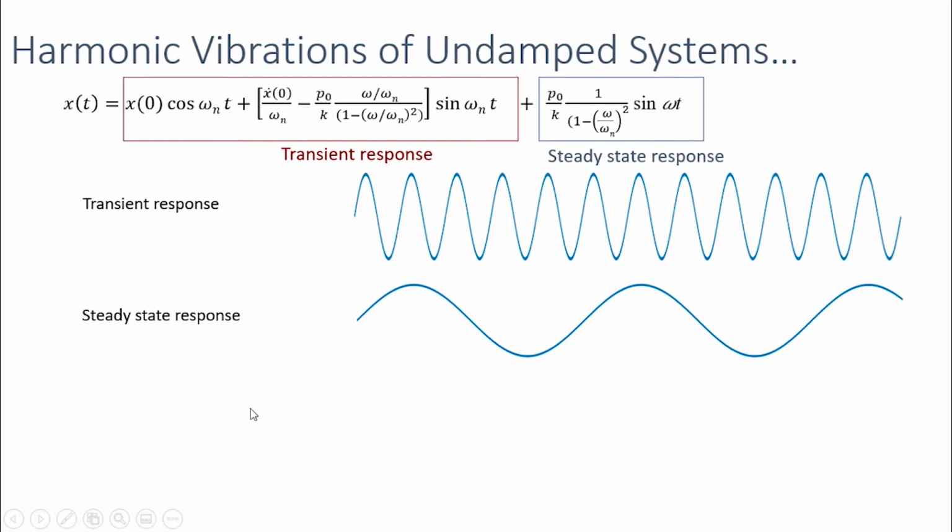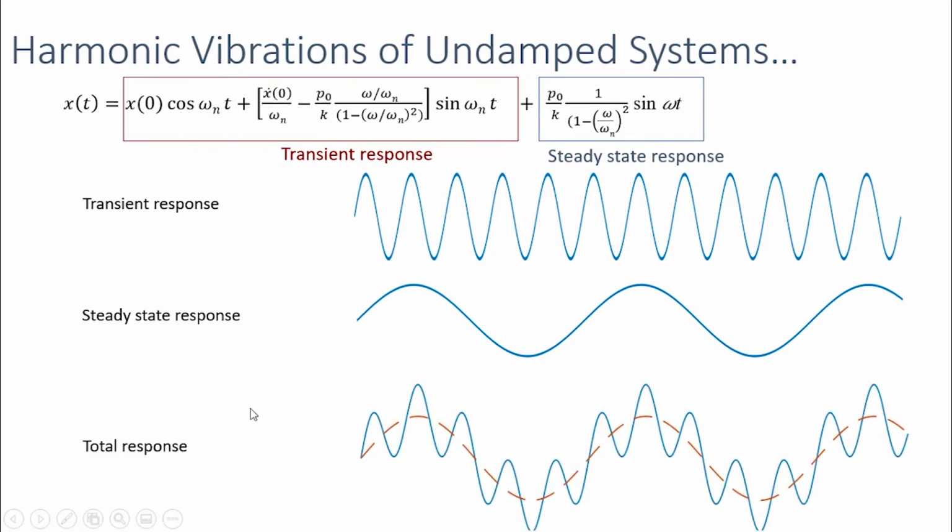So now let's see how the total response looks. This blue line, the blue plot, is the total response, and the dotted line is the same as the steady state response. Here you can see this total response will have two frequency components. It is seen in this plot. The period of this total response would be equal to the forcing period.